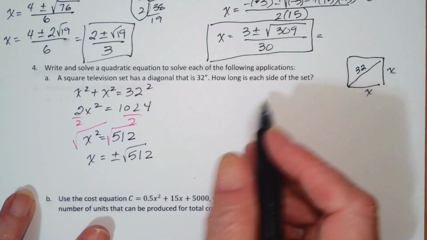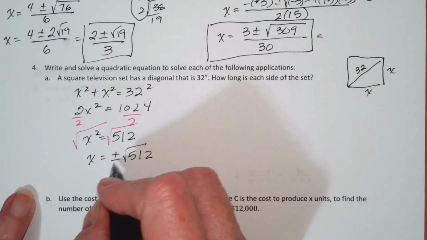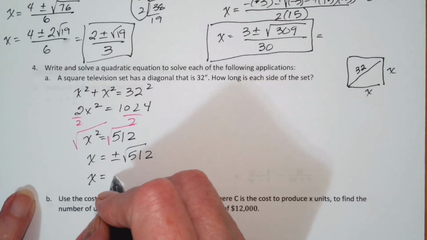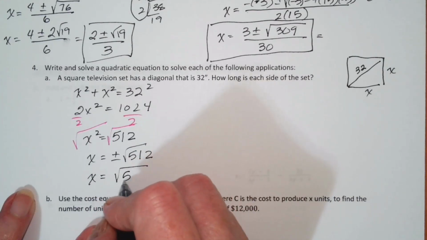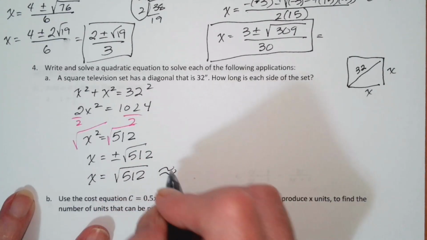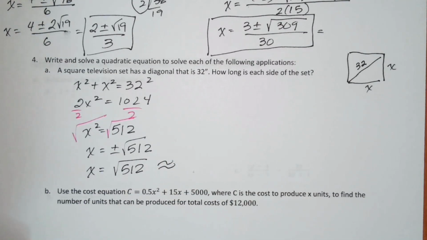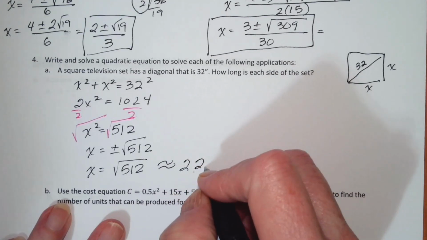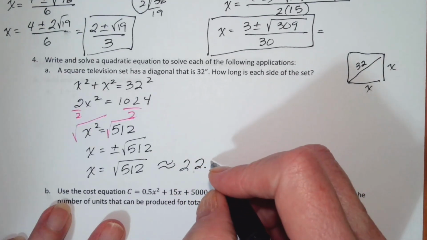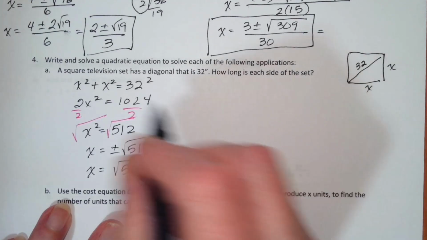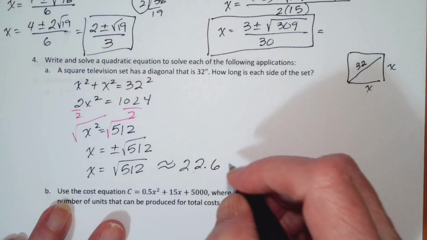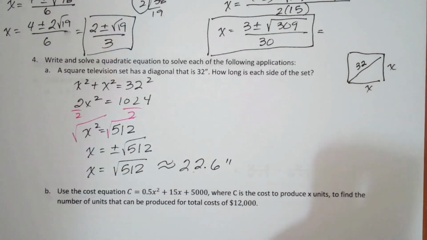And how long is each side? It doesn't tell me about rounding. I know it can't be the negative one. So x is equal to the positive square root of 512. And if I do that in my calculator, I'm going to call it 22 point, let's just call it, it doesn't say, so I'm going to say 22.6 inches.